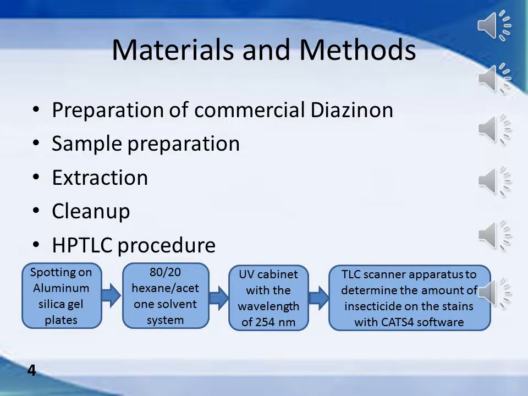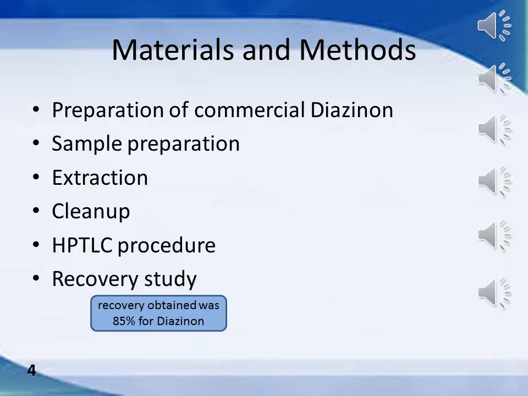We spotted the sample extracts on silica gel aluminum plates and placed them into an 80 to 20 hexane to acetone solvent system. After drying the plates, it was possible to make spots visible in a UV chamber with a wavelength of 254 nanometers. Then we placed the plates inside the TLC scanner apparatus to determine the amount of insecticide on the stains using CAMAG software. In this study, diazinon recovery was estimated at 85%.